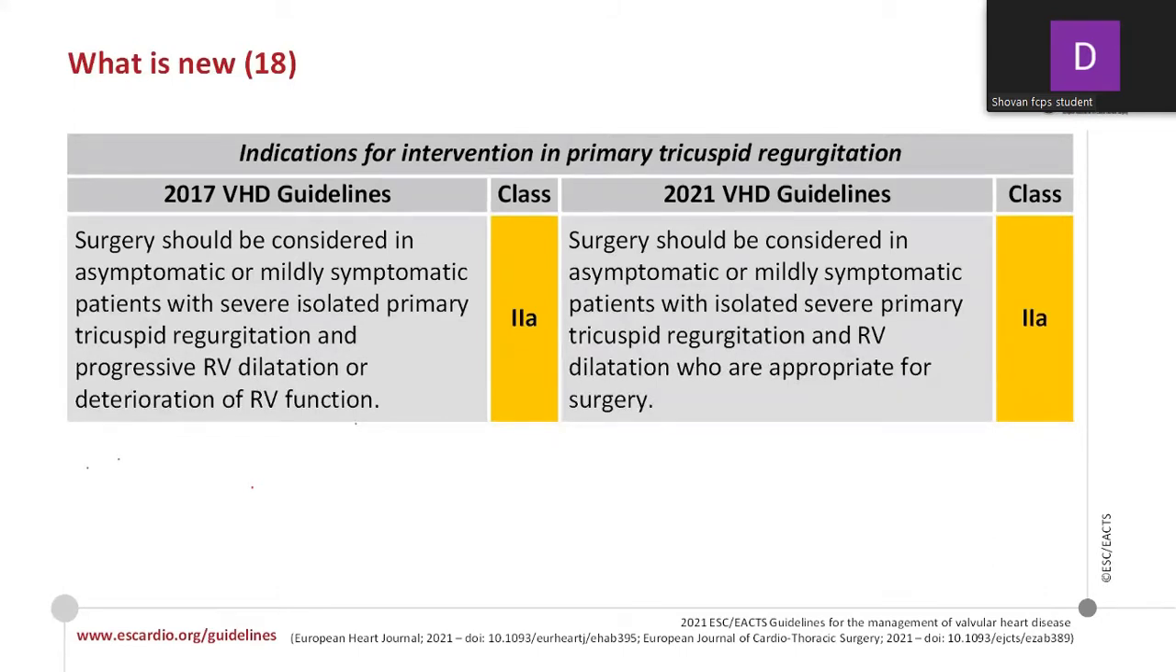In case of primary tricuspid regurgitation, previously they said surgery should be considered in asymptomatic or mildly symptomatic patients with severe isolated primary tricuspid regurgitation and progressive RV dilatation and or deterioration of RV function. But in this guideline, surgery is considered in asymptomatic or mildly symptomatic patients with isolated severe tricuspid regurgitation with RV dilatation who are appropriate for the surgery. So here, they consider only RV dilatation. Without assessing the RV function, we can do the surgery. This is a class 2A recommendation.